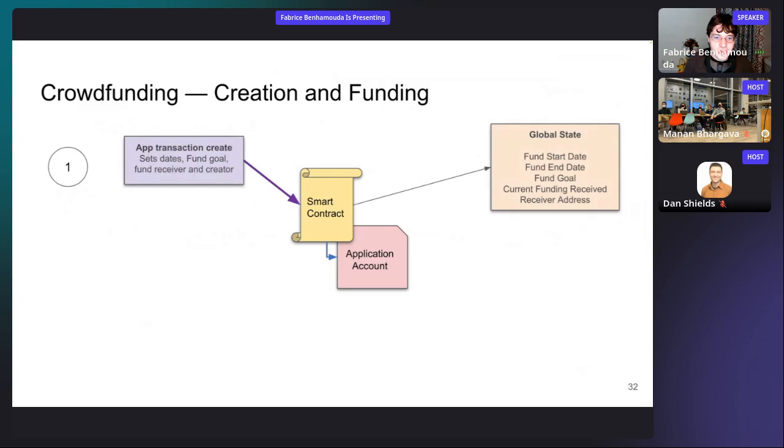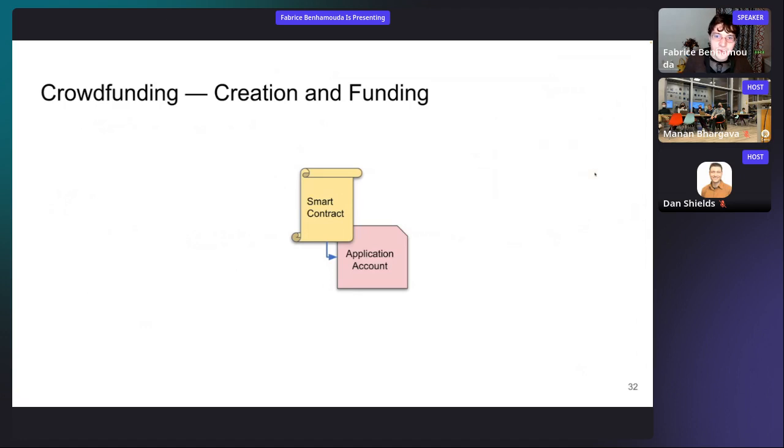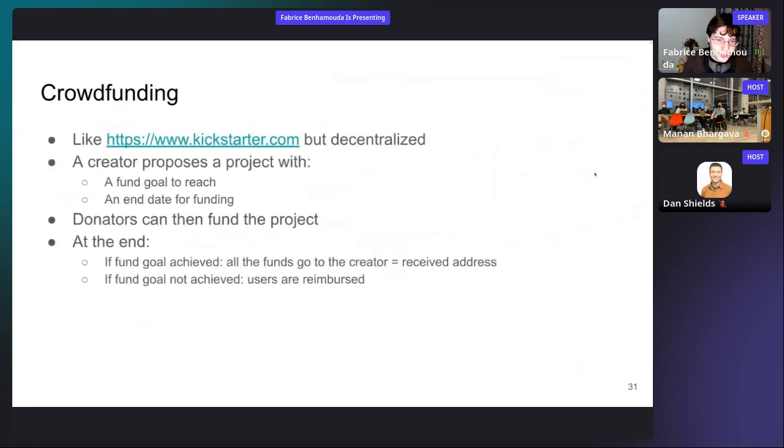Concretely, the creator will start by creating the smart contract. And in the smart contract, in the global state, we would have all the parameters of the crowdfunding. Sorry, I got a bit confused in my head.